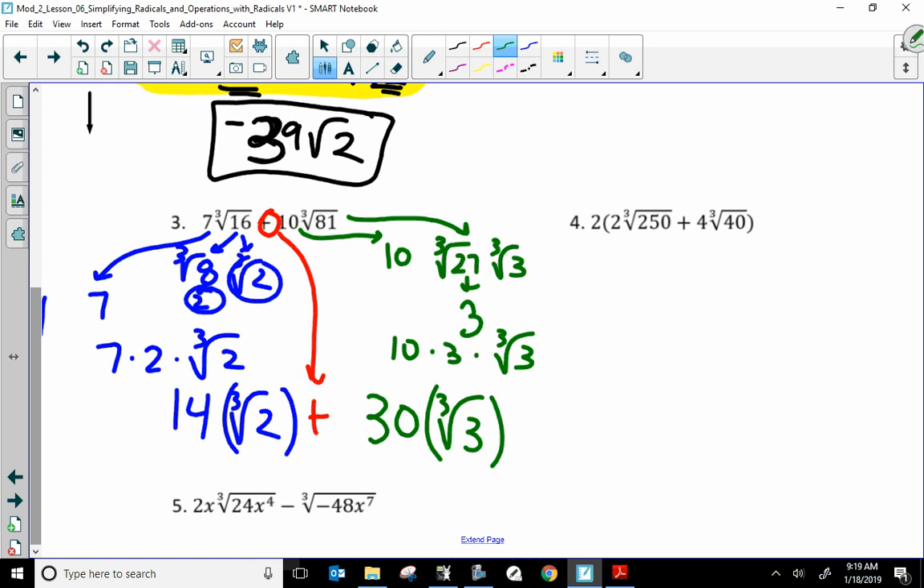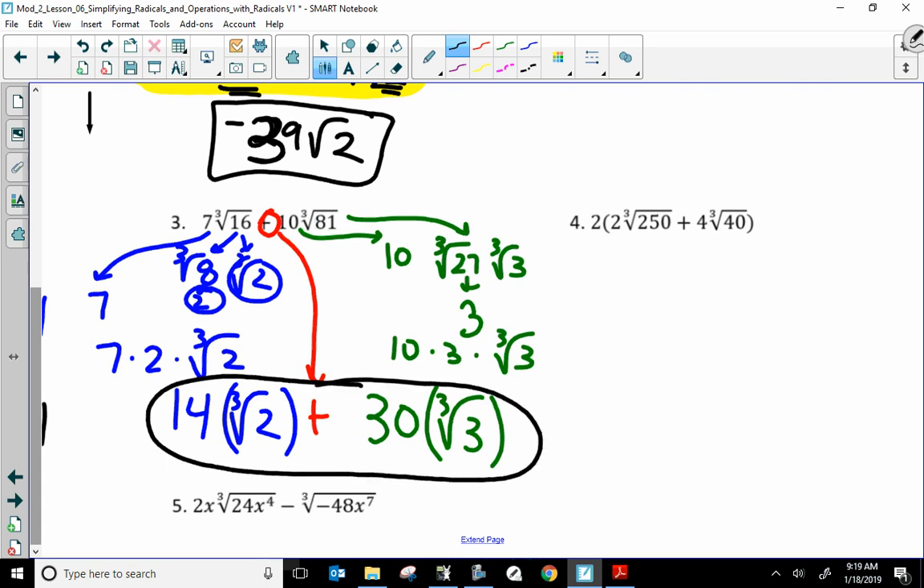Do my radicals match? No, they don't. So there's nothing else I can do here. I'm going to leave my answer just like that. And I'm not going to do the rest because it's just multiplying and adding and subtracting.